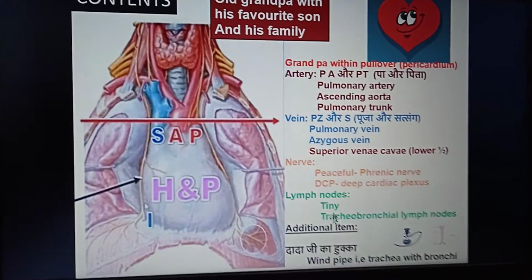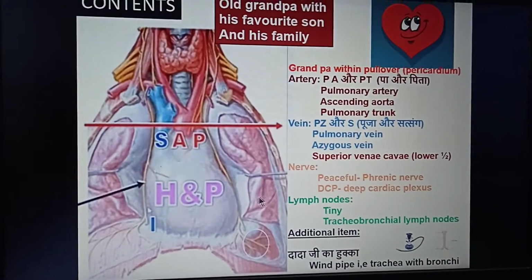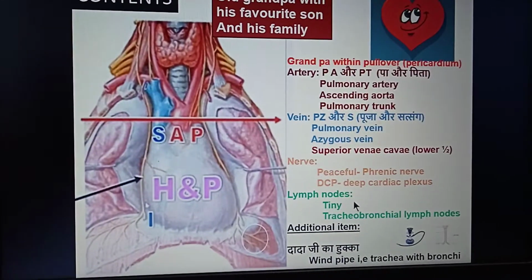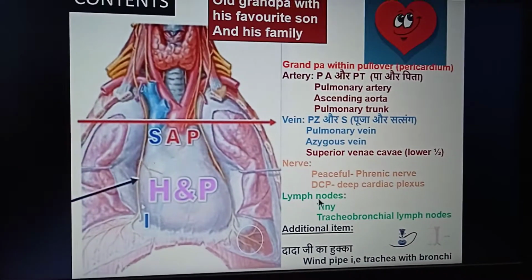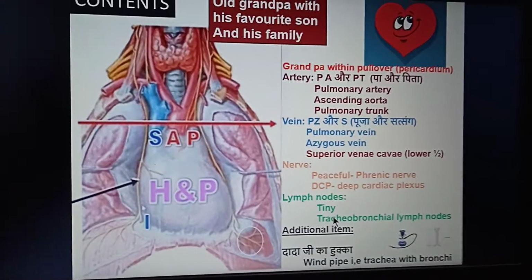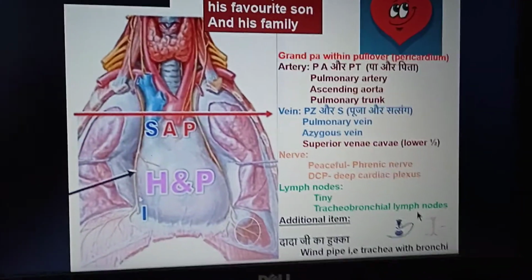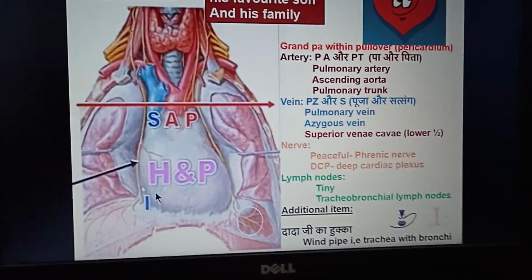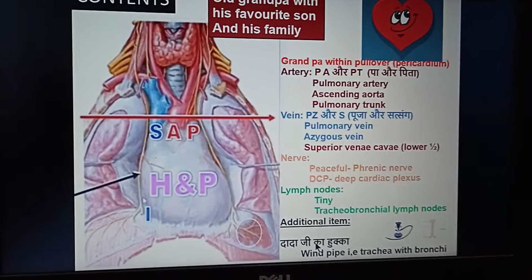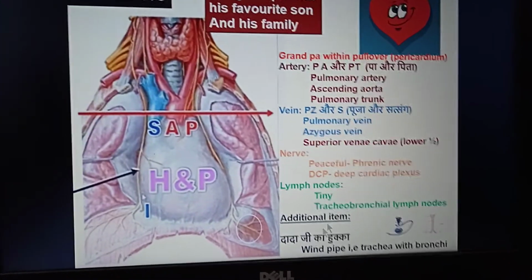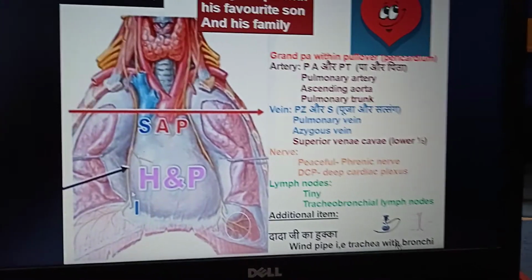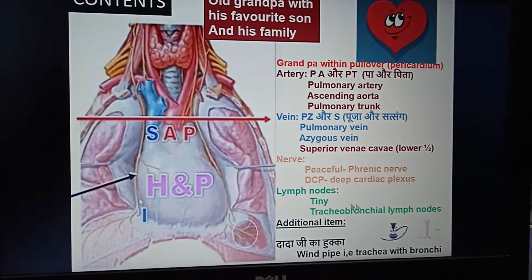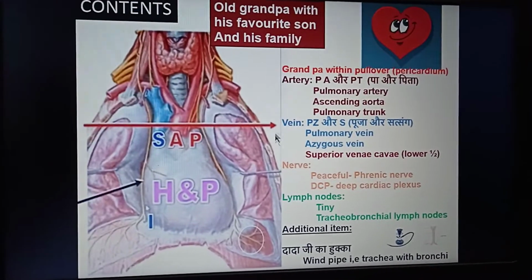And about the lock, they are tiny, because grandpa is living here. No need to keep a Parvat size lymph node. So one tiny lymph node is there, that is the tracheobronchial lymph node. An additional item in the middle mediastinum, Dadaji ka hookah. Hookah is the windpipe. So trachea with bronchi is the additional item, other than this artery, vein, nerve, lymph node.